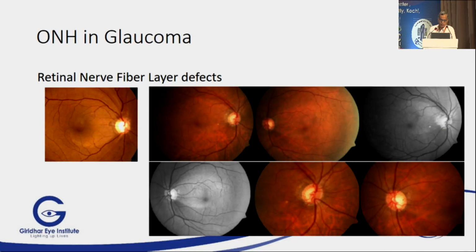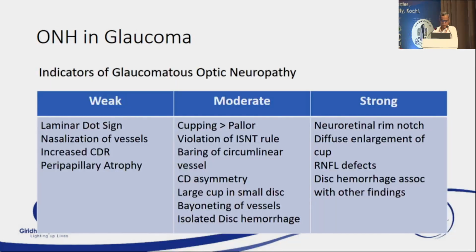These are defects in the retinal nerve fiber layer, and they are more commonly seen with the red-free filter, where you find that the striations are lost. So the supratemporal and infratemporal area appears darker compared to the macular zone, which is the reverse of the normal pattern.